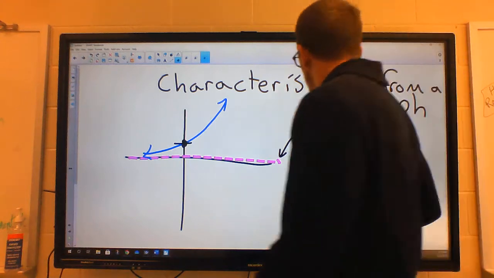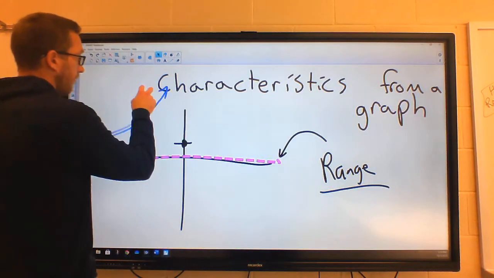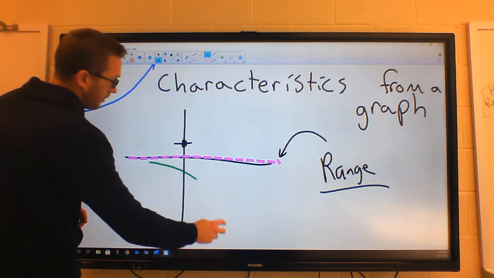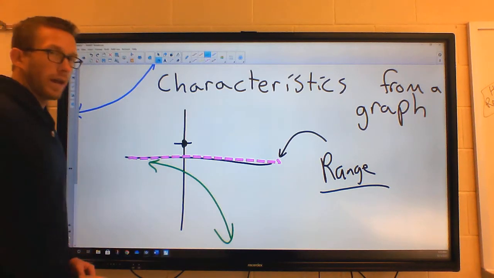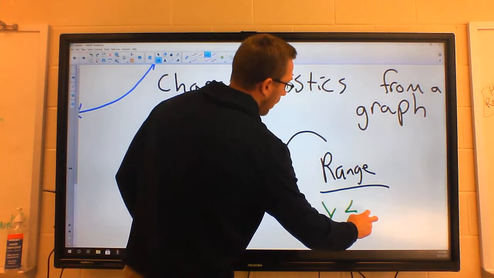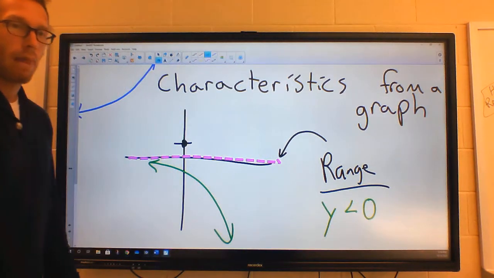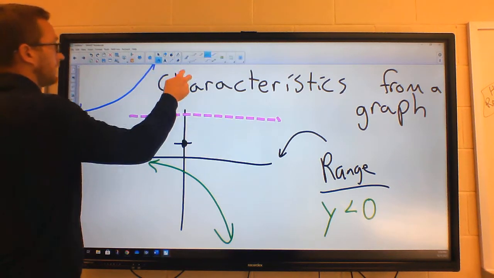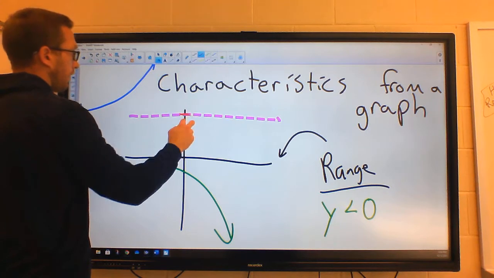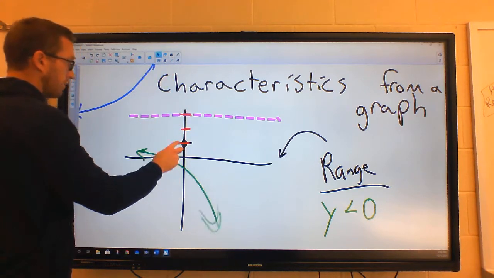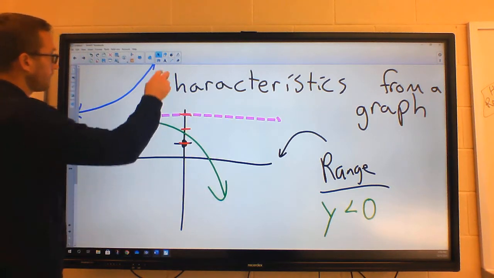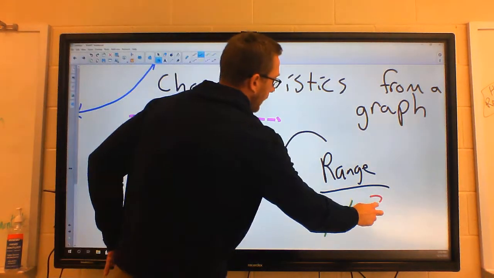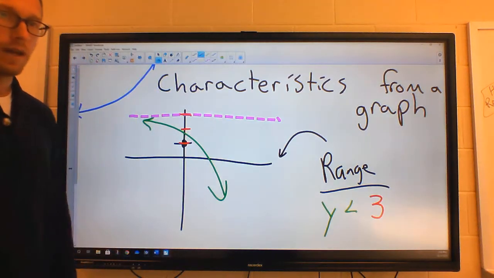If the function was somehow flipped, the range would be y is now below that height of 0. If the asymptote moves to a different height, let's say the height now of this asymptote is at a height of 3, and our function is below it, it is still y is less than, but now it would be less than this new height. Okay?